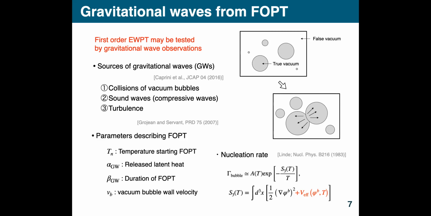And there are three sources of the gravitational waves. The first one is the collision of the vacuum bubbles. The second one is the sound waves. And the third one is turbulence. So these are the main sources of the gravitational waves from the first order phase transition. It means that by observing the characteristic gravitational waves, we may test the first order electroweak phase transition. I will explain the details.